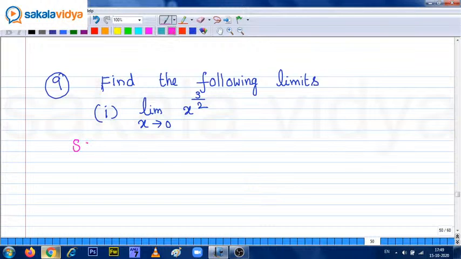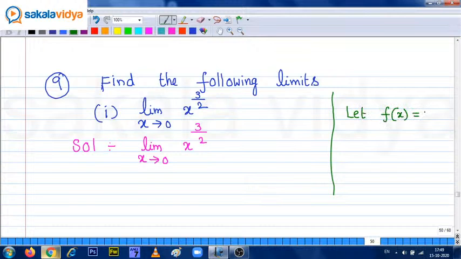So now the solution. Limit x tends to 0, x to the power of 3 by 2. We need to discuss the domain of this function. Let us say f of x equals x to the power of 3 by 2. This we can write as root of x cube. So the domain of this function is x greater than or equal to 0. That means only the right hand limit will exist for this one.